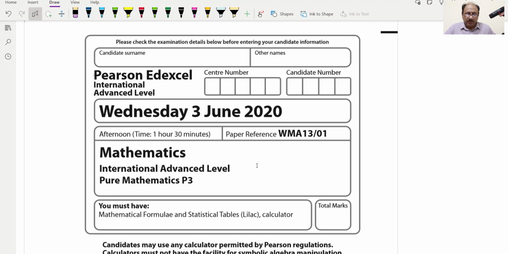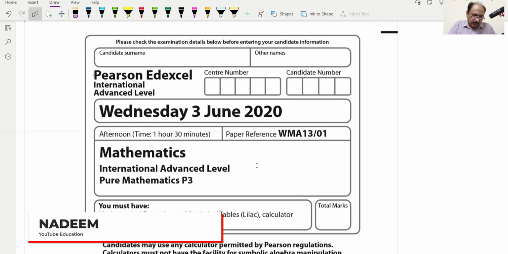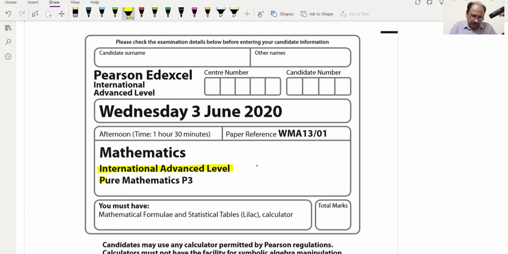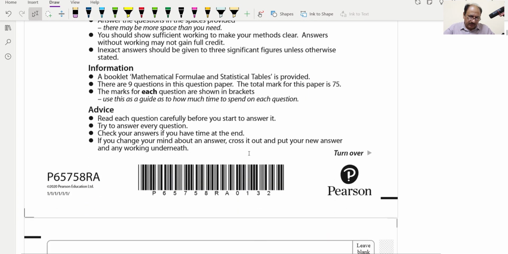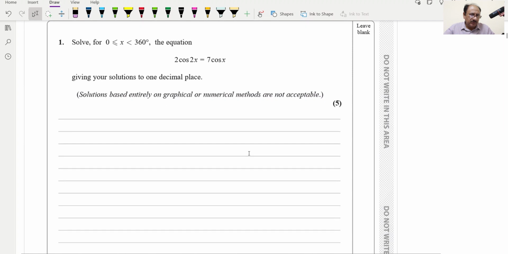Hello everyone. Today we'll be going through A Levels Mathematics, International A Level Mathematics, Pure Mathematics Paper 3, and the code is WMA13/01, June 2020. Let us move to question number 1.